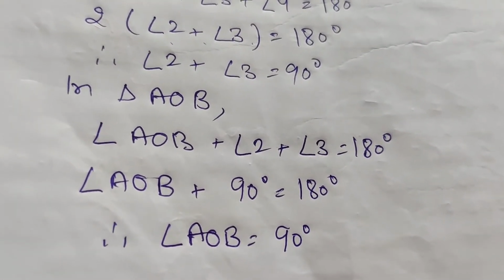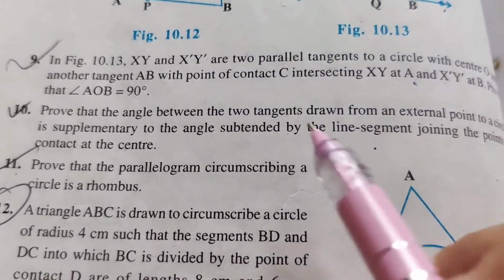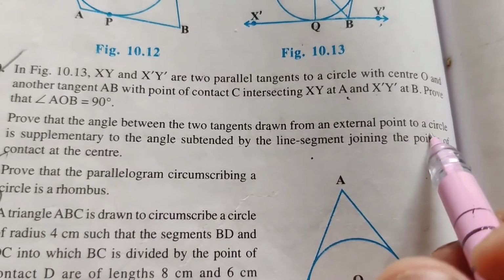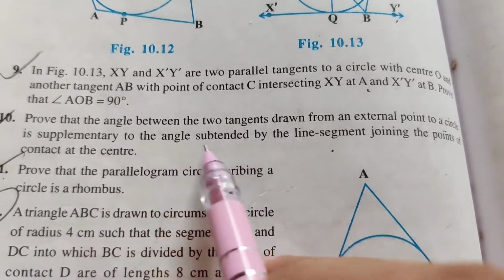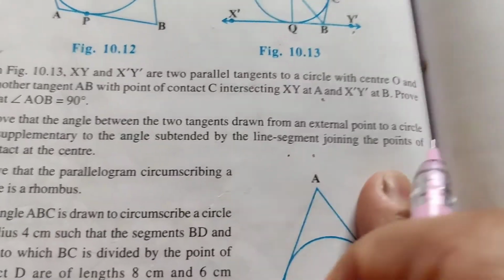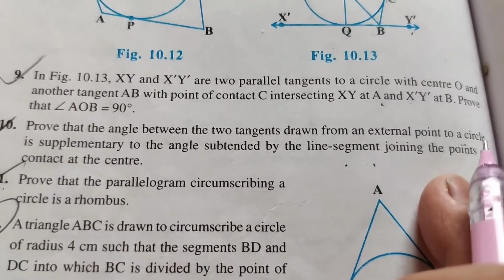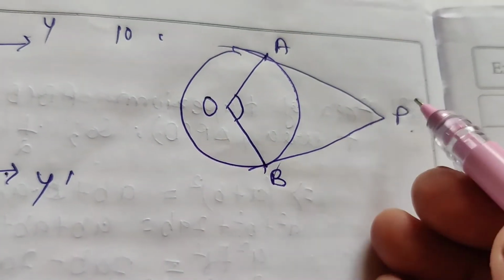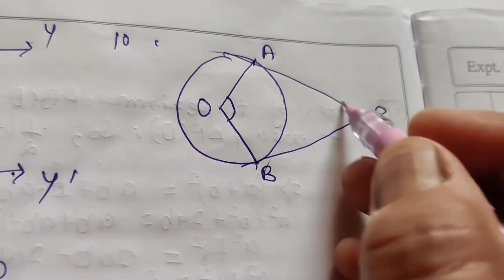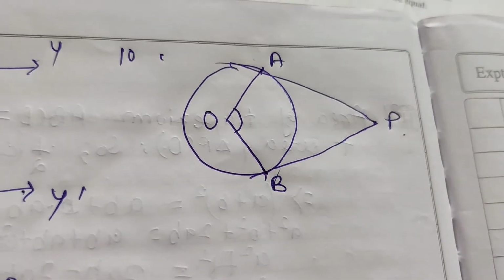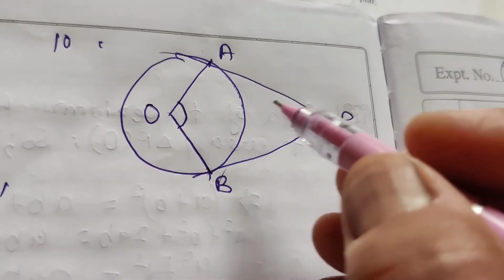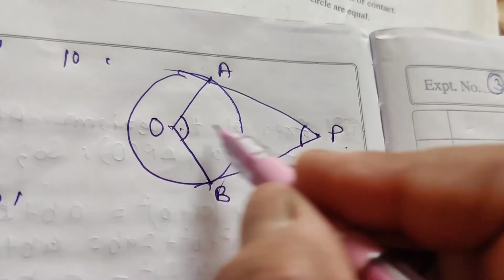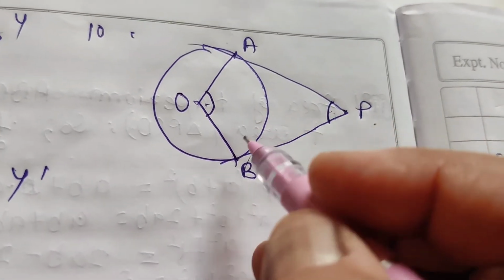Proved. Next, question number 10. Prove that the angle between the two tangents drawn from an external point to a circle is supplementary to the angle subtended by the line segment joining the points of contact at the center. This is the figure. P is a point, the two tangents drawn are PA and PB, and O is the center. We have to prove that angle O plus angle P equals 180 degrees. Angles O and P are supplementary.